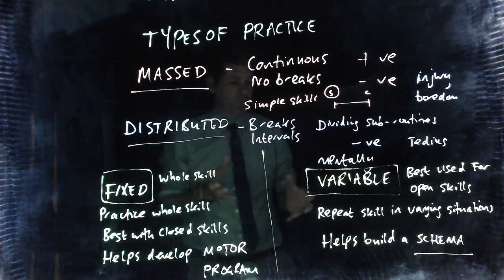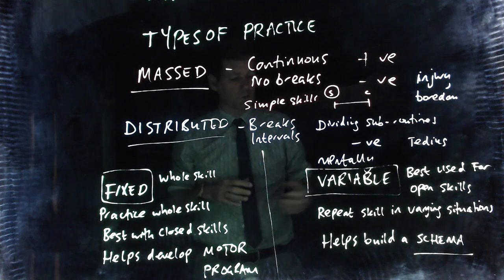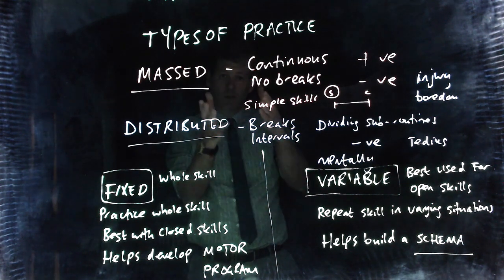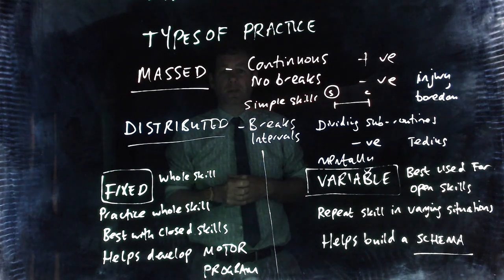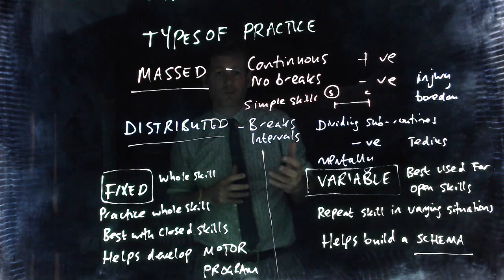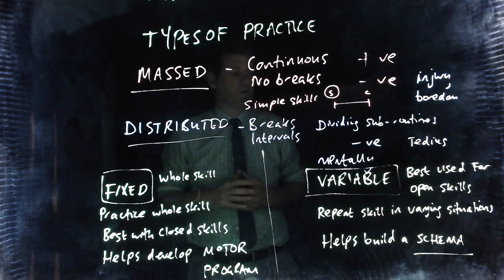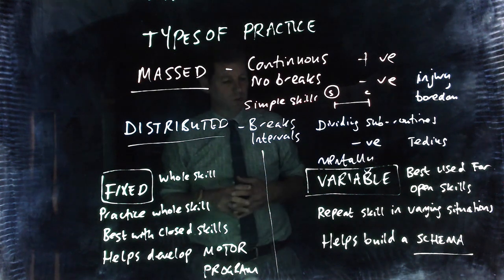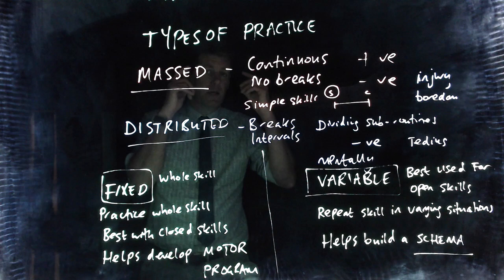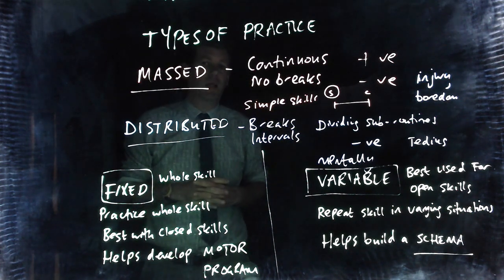Whereas on the other side of the spectrum, we've got variable practice, which is best used for open skills. This allows you to repeat the skill in varying situations. So you might take one skill, like a rugby tackle, and put it into different situations: one-on-one, one-on-two, using tackle bags, using players, and you vary that skill around. So that's very good for open skills. It helps build a schema, which is a pattern in your brain to recall muscle movements at a later date.